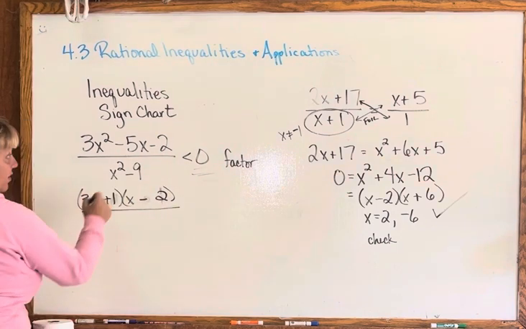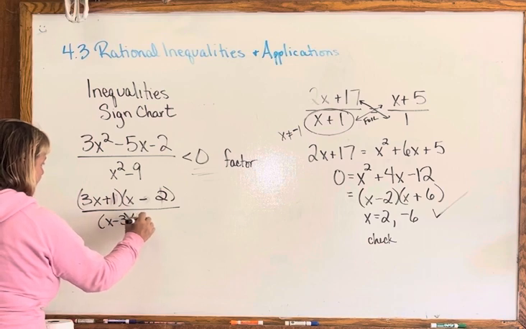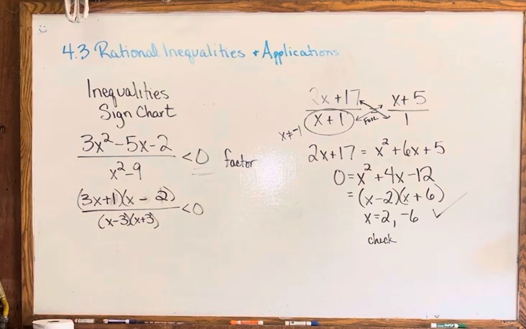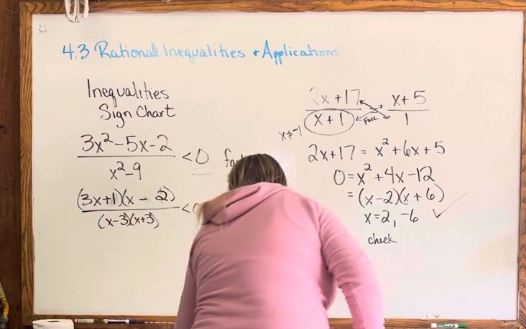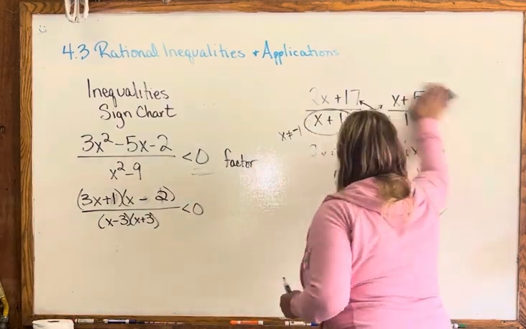Okay, now the bottom one I do like. Okay, x minus 3, x plus 3, less than 0. Okay, so we've got 4 factors that we're going to need to put on our sign chart. So let's make a nice big sign chart here. Get rid of this guy. Oh great, now we're not even erasing.